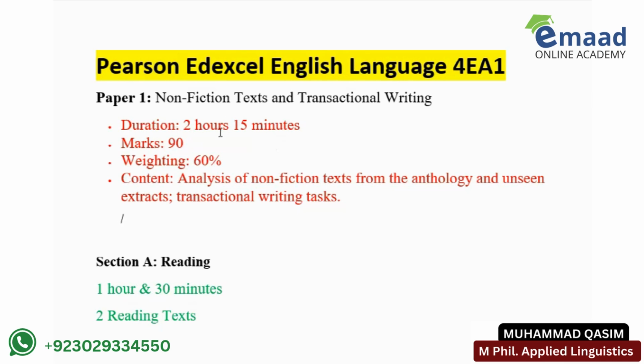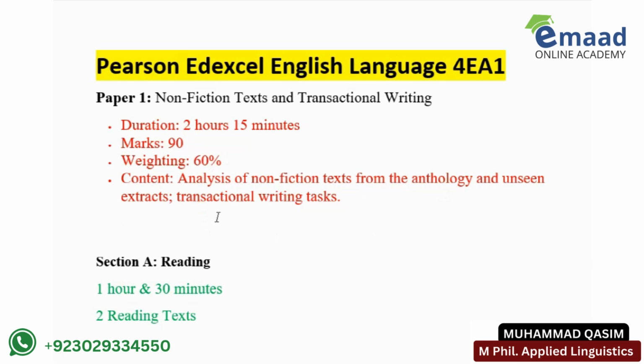The duration of paper 1 is 2 hours and 15 minutes and the total marks are 90, and this paper has 60% weightage for the overall grade of this subject. The content that is a part of your syllabus for this paper is analysis of non-fiction text from the anthology and unseen extracts, and a transactional writing task.